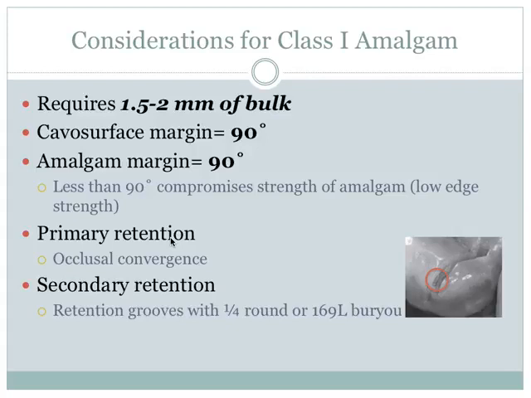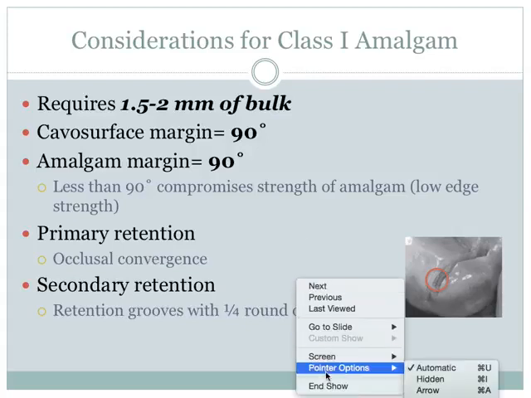Now, retention, like I mentioned before, is important for amalgam because we can't bond amalgam to tooth structure. So we need to mechanically lock it in place. And to do that, we use something called occlusal convergence.